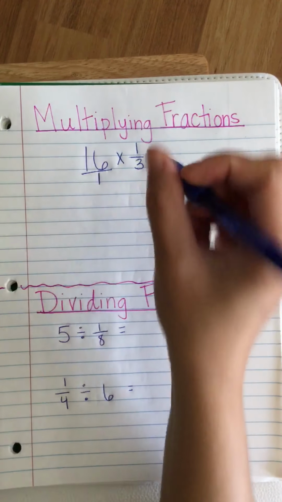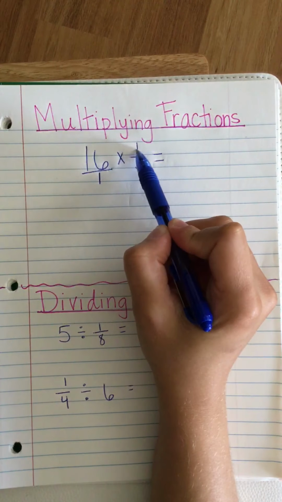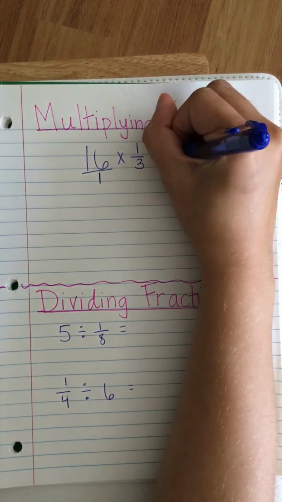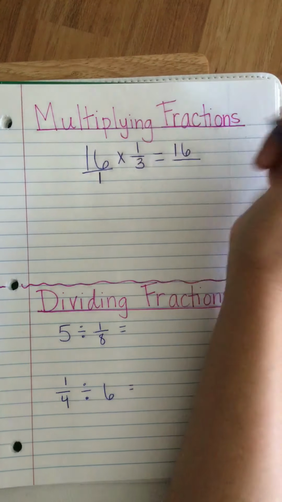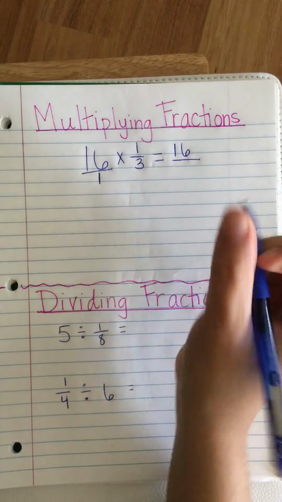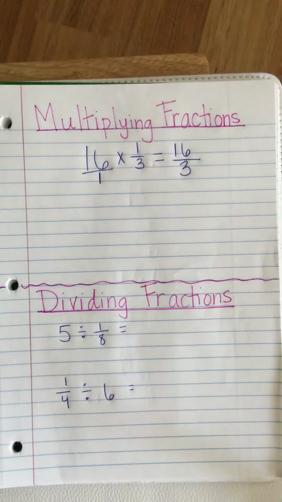To solve the problem, just multiply across. You multiply your numerators. 16 times 1 is 16. And then you multiply your denominators. 1 times 3 is 3. So our answer is 16/3.